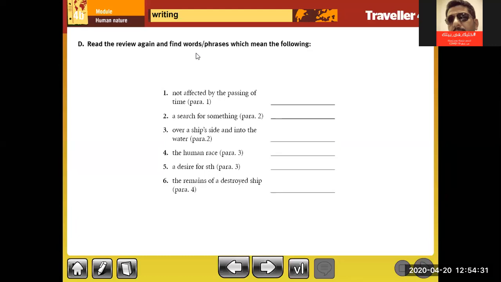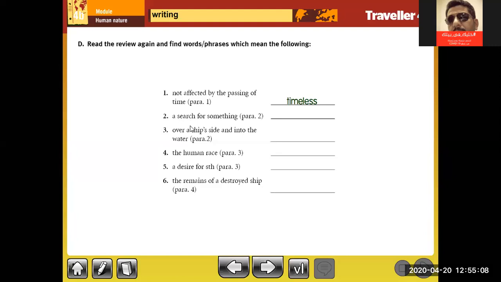Number 1, not affected by the passing of time. Which word did I mention in paragraph 1, in the first 3 lines? Not affected by the passing of time. What word or phrase means that? It's timeless. Timeless.